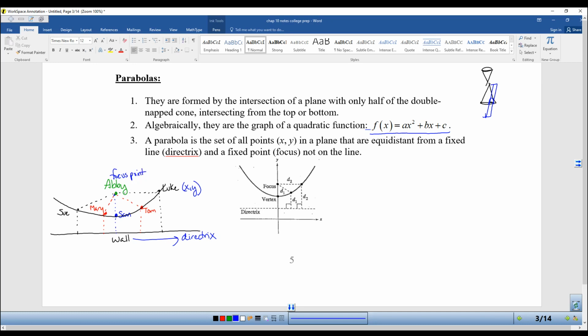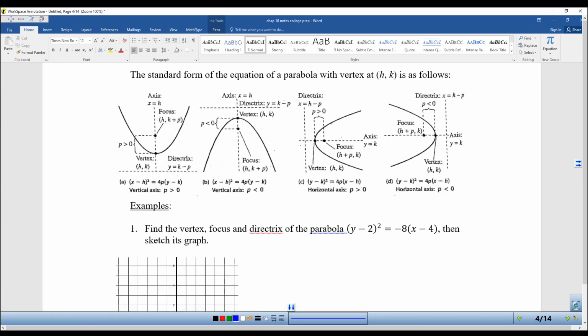So everybody's focusing on Abby and the wall, and these are their actual names, focus and directrix. And the parabola is just all the points that are equidistant between the two. So how do we translate these into problems?